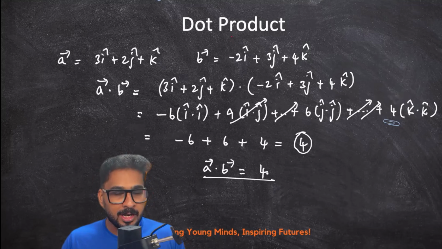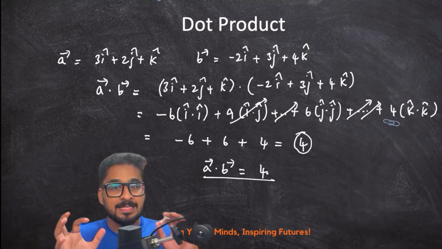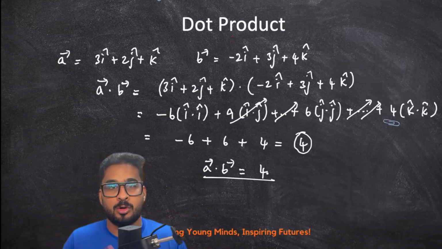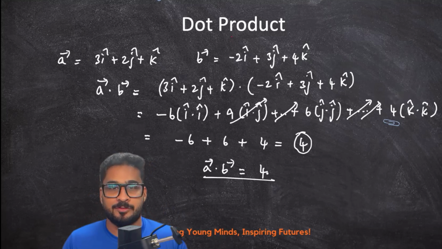So always remember, when we multiply two vectors using the dot product, we get a scalar value. That is why this is also called the scalar product. Remember, scalar multiplication is different, scalar product is different. So the dot product will always result in a number.